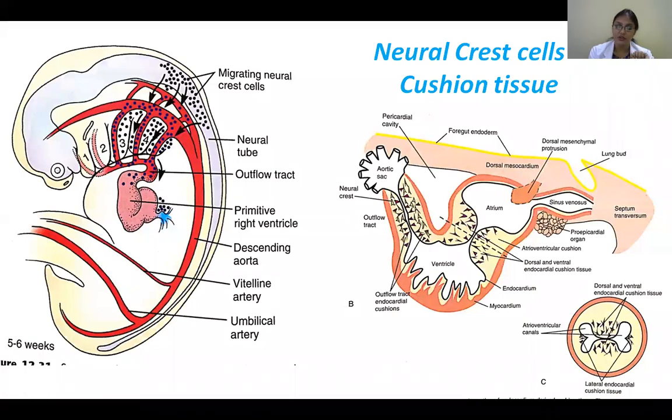The cushion tissue is having neural crests. So you can see the section of the heart tube. Sinus venosus, this is atrium, this is ventricle, this is outflow tract. I've told you from dorsal and ventral, the AV cushions are forming, and here from the sides, the outflow tract. So if a person is having some facial anomaly, you can also suspect that he could also have an anomaly in the heart, because both are developing from a common source, that is your neural crests.